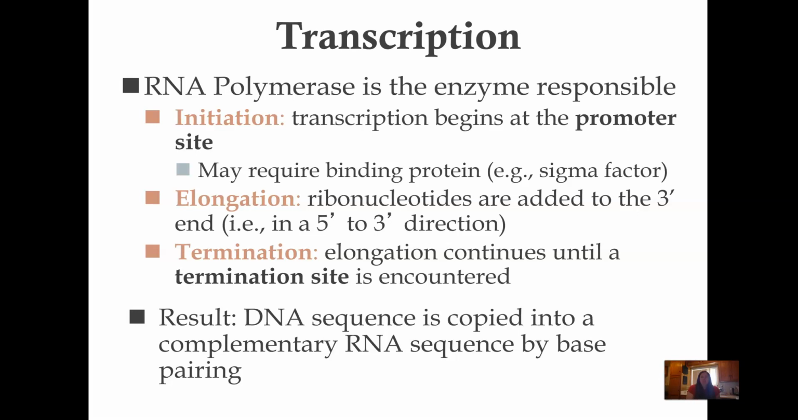And elongation is going to stop. It basically pauses at a termination site. It's a very specific sequence of DNA that causes the RNA polymerase to pause, and that pause causes it to fall off. We now have a complementary piece of RNA based on our DNA sequence.